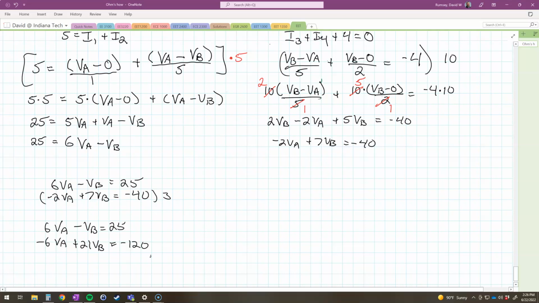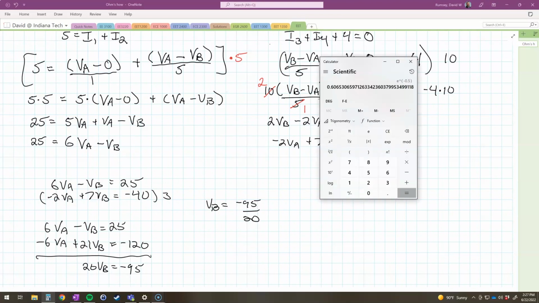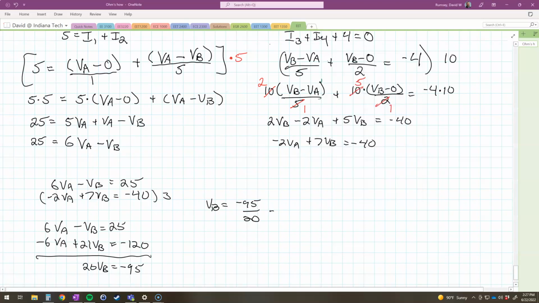Then I'll add those two equations together. 20 VB is equal to negative 95. So negative 95 over 20, which, let me pull my calculator up here. Why is it not doing, oh, it's in the second button. What is going on here with my calculator? There we go, negative 4.75.